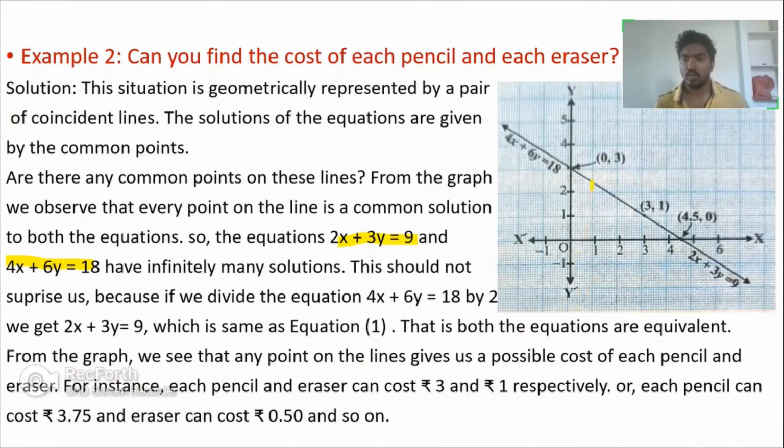So for this type of coincident lines, we cannot say it has a finite number of solutions, because each and every point is common to both the line equations. So we say there are infinitely many solutions. We cannot treat the cost of the pencil and eraser as a single value, because there are infinitely many possibilities in which these two conditions are valid.